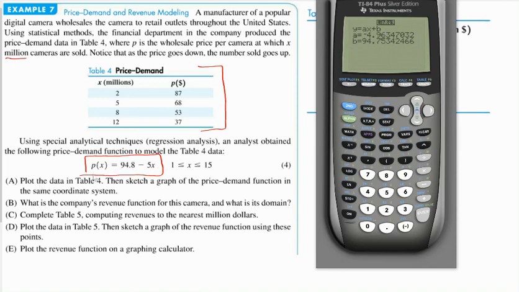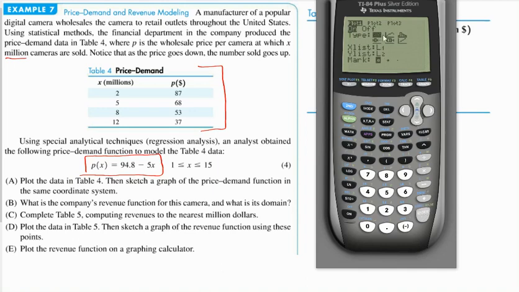So part A says plot the data in table 4 and sketch the graph of the price demand function. We can do this now. So on our calculators, press second, and stat plot is in blue. We're going to choose plot number 1. Make sure that the option on is selected and hit enter.